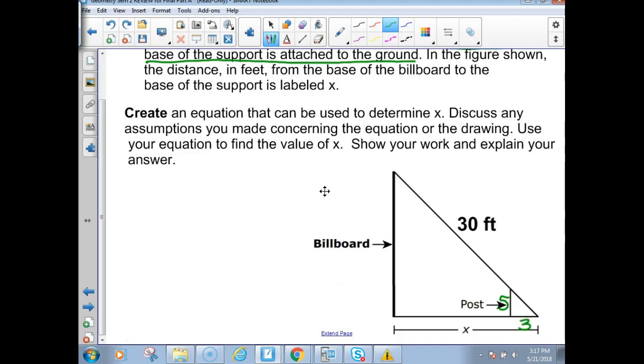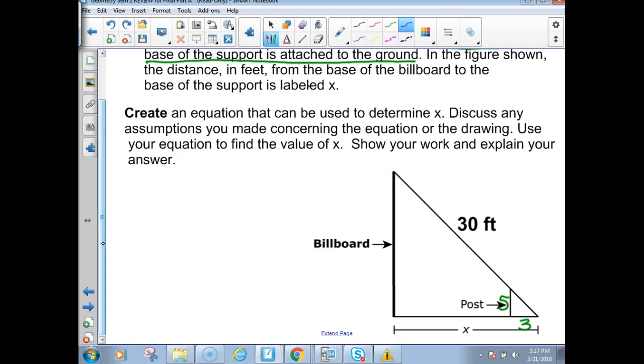All right, now find the base of the billboard to the base of the support is labeled X. Create an equation that can be used to determine X. Discuss any assumptions you made concerning the equation or drawing. Use your equation to find the value of X.